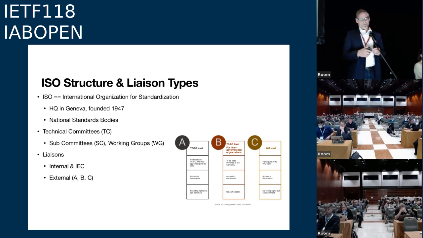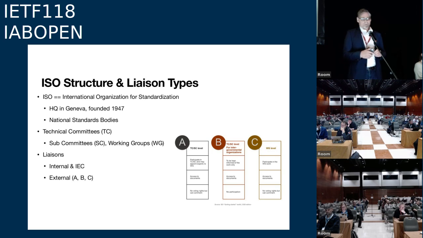We'll get to that TC46 in a minute. The important part is about the liaisons. ISO knows various types of liaisons: internal ones between the technical committees and working groups, a specially flavored one with that partner organization, the International Electrotechnical Commission, that does the electrotechnical standardization, and liaisons to external bodies. One such external body is indeed the IETF, or represented by ISOC in that particular case, but that's an implementation detail for the moment.